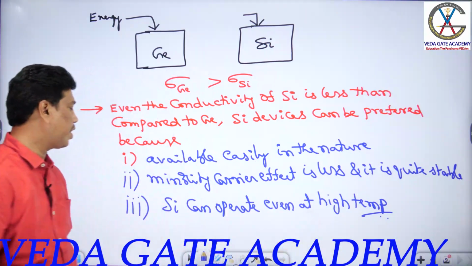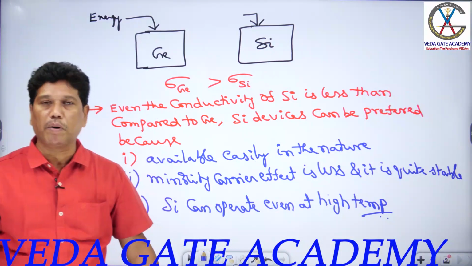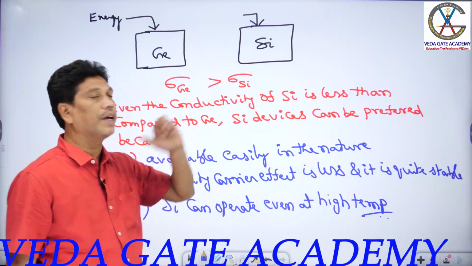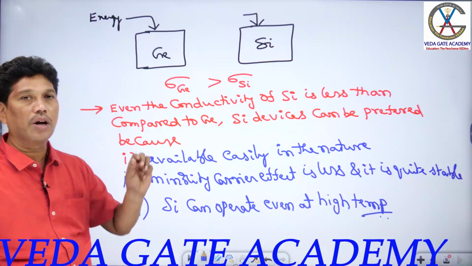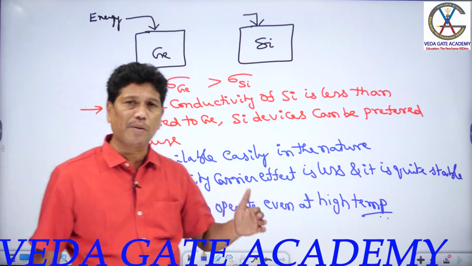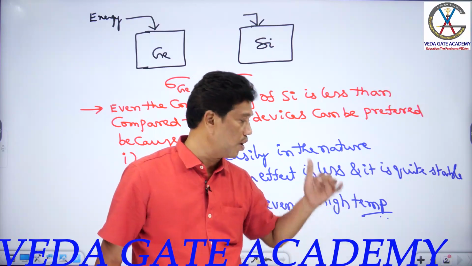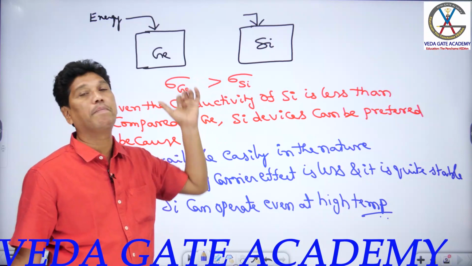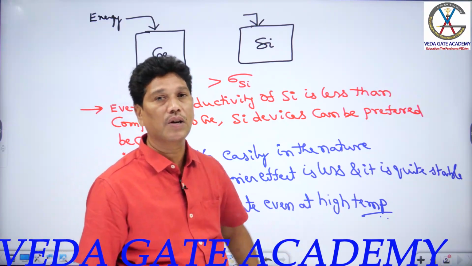So silicon can operate even at high temperature, right? A silicon-made body can operate even at high temperature, up to 200 degrees centigrade, whereas a germanium body can operate up to 85 degrees centigrade only. So what is preferable to use even at high temperature? Silicon. Because of all these reasons, silicon is mostly preferred compared to germanium. That's the main reason you can call.